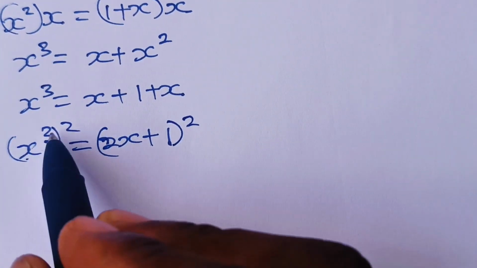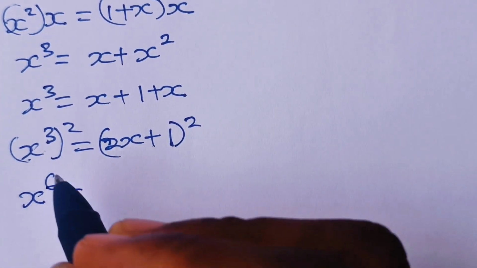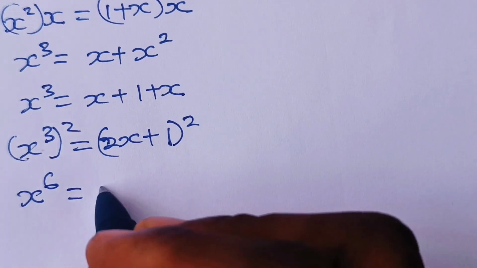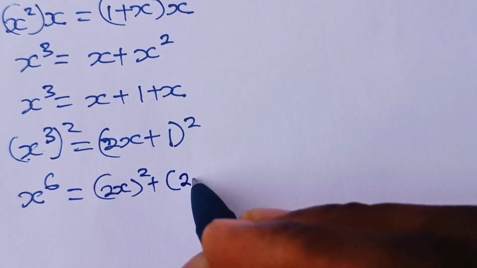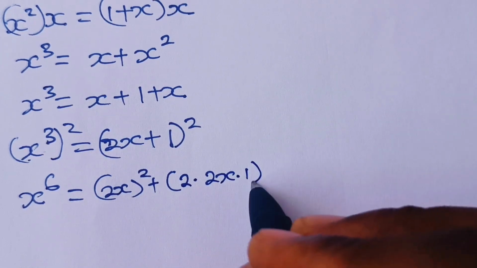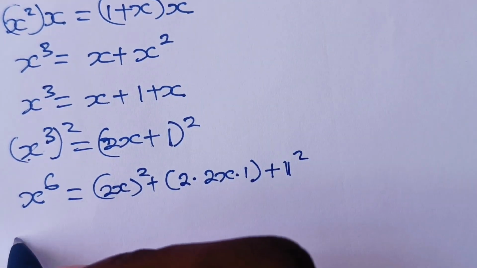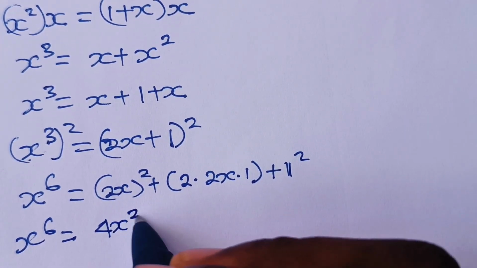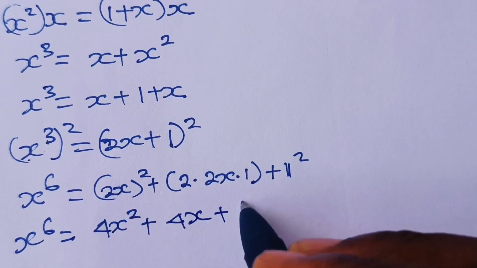Okay, now x to the power of 3 squared is the same thing as x to the power of 6, is equal to, now when you have a plus b squared, it's going to be a squared, which is 2x squared, plus 2ab, which is 2 multiplied by 2x multiplied by 1, plus b squared, which is 1 squared. Okay, so we have x to the power of 6 is equal to, this will give us 4x squared, plus 2 times 2 will give us 4x plus 1.